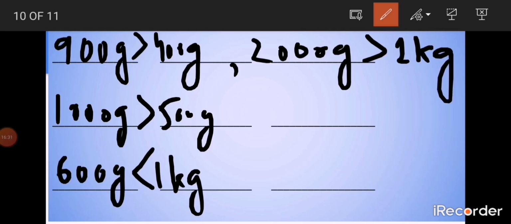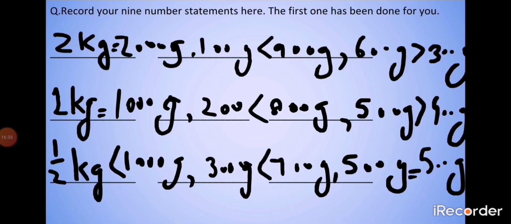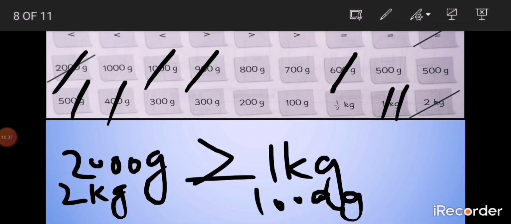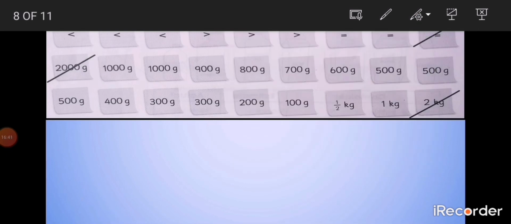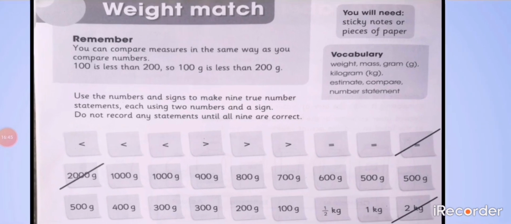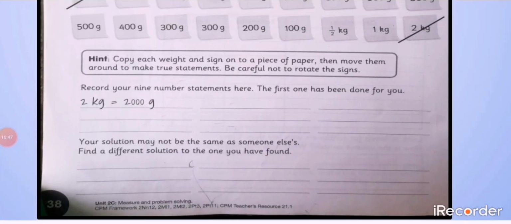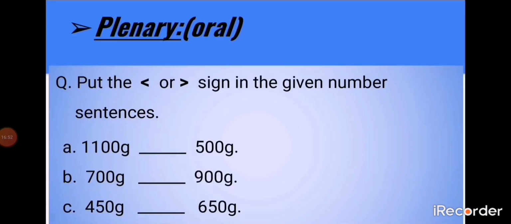Now the rest of the work will be done by you. You will do it very neatly in a very proper way. Choose the numbers one by one and do it very neatly in your page 38 of the challenge book. I hope you understand the work properly and you will do it easily. Now I'm moving towards our plenary.